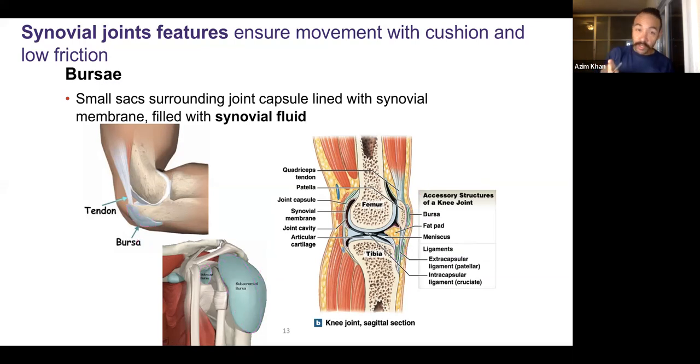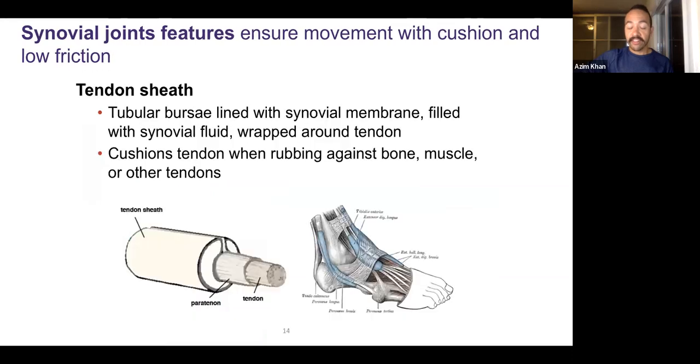So there are joint capsules, there are bursae, and there's one more structure that has synovial fluid, and that is a tendon sheath. The difference between tendon sheath and bursa, both of them, well, one similarity, both of them are filled with synovial fluid. The difference is tendon sheaths are wrapping around the tendon. They're providing lubrication for the tendon as it's moving, because tendons are always moving when your muscles are moving. Cushions your tendons when rubbing against bone, when rubbing against muscle, or even other tendons.